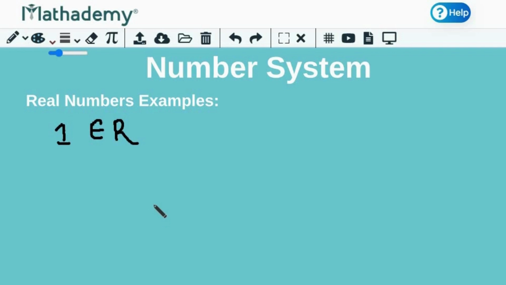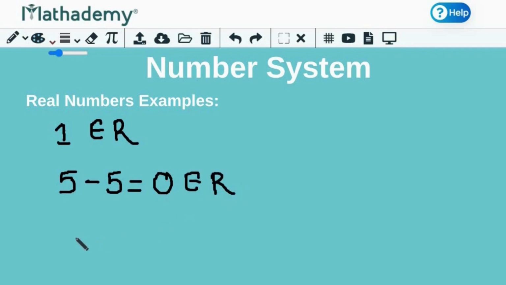Now let's consider you have 5 pens. And now I take those 5 pens away from you. So now you're left with 0 pens. 0 again is a real number.